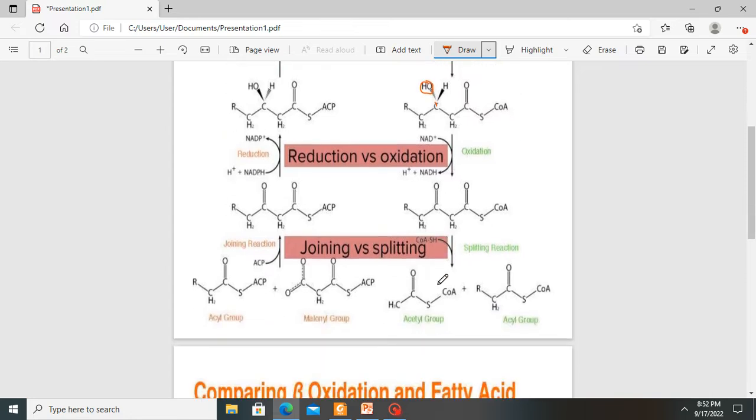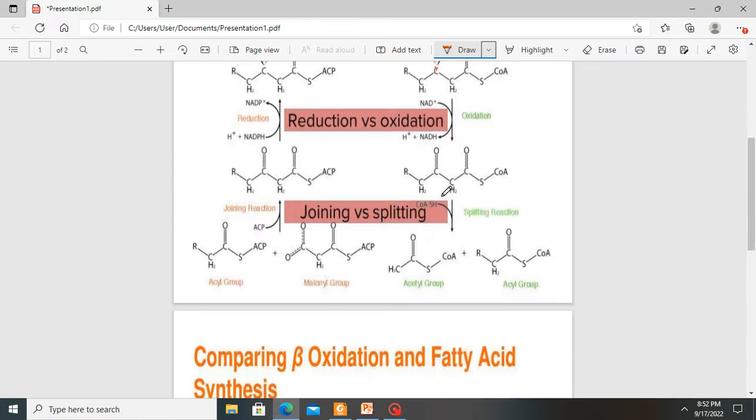Then the final step is the splitting. The splitting is just the cleavage of the bond between the alpha carbon and the beta carbon, so that we have the first molecule of acetyl-CoA released in the body. This is what goes into the Krebs cycle to produce electron equivalents, the NADH and the FADH2, which give us energy in the electron transport chain system.